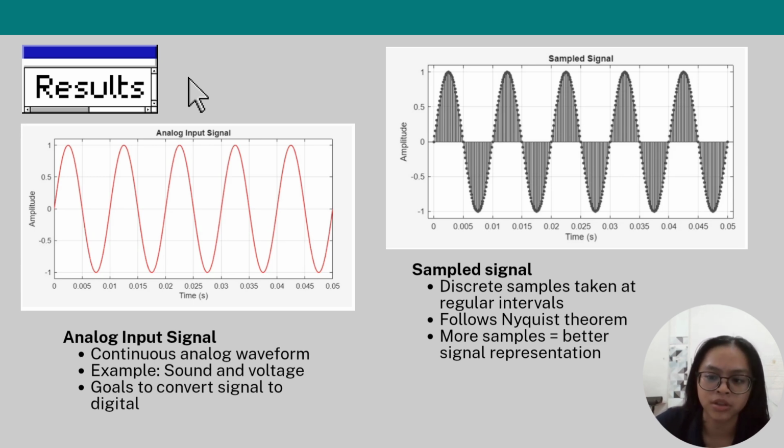Next, for the second graph, we have the sampled signal. Here, the analog wave is sampled at regular time intervals. The vertical lines show the sample points, and the sampling must follow the Nyquist theorem, meaning that we must sample at least twice the highest signal frequency to avoid distortion.